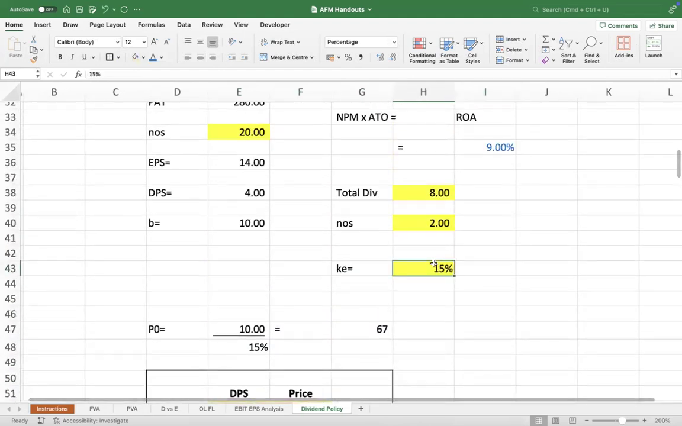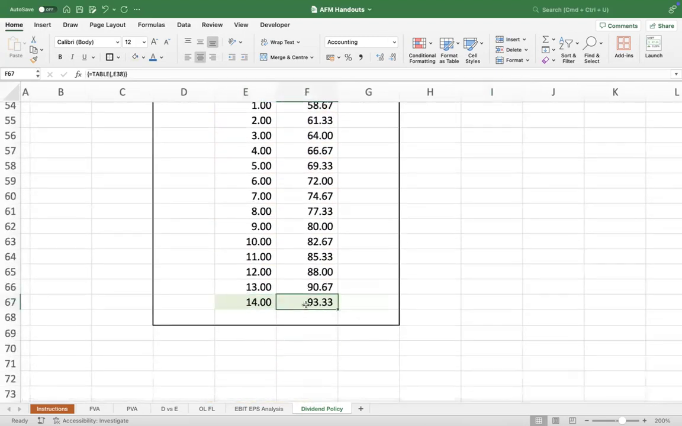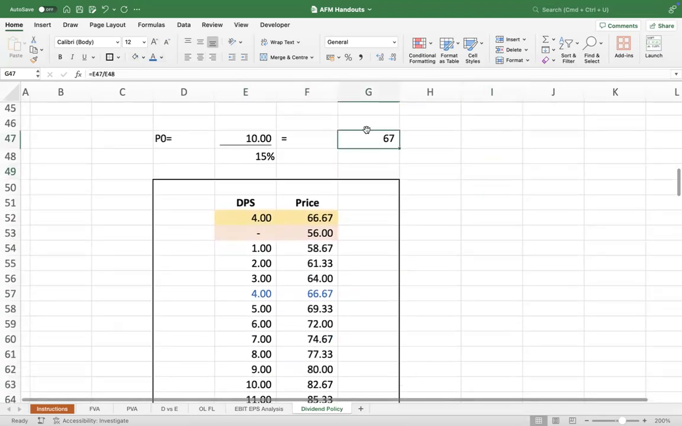Because our shareholders are expecting 15%, but we are able to generate a return of 9%. So our shareholders are expecting a return of 15%. But if we don't pay dividends and we are reinvesting the earnings back into the company, we are able to generate only 9% return. So what is the benefit of reinvesting? Since the internally generated return is lower than your cost of equity, it is advisable to pay full dividends, and that's why you will see that the share price is maximized at full dividends. And if we don't give any dividend, our share price gets minimized. And right now our share price is here, 66.67 at a dividend of ₹4, which is this number here.